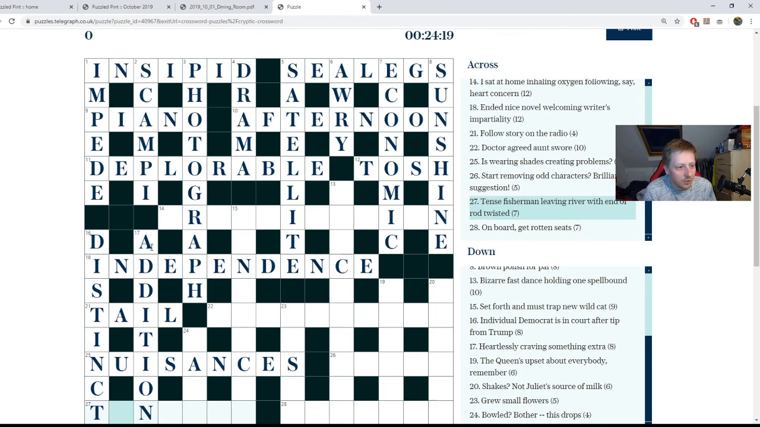27 across. Tense fisherman leaving river with end of rod twisted. Tense. If that's the definition, it could mean literally taut, or it could be the perfect tense, past tense. So it could be one of those. Leaving river. River is usually R, and end of rod is D.